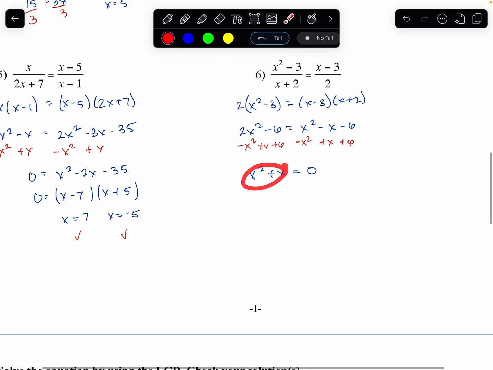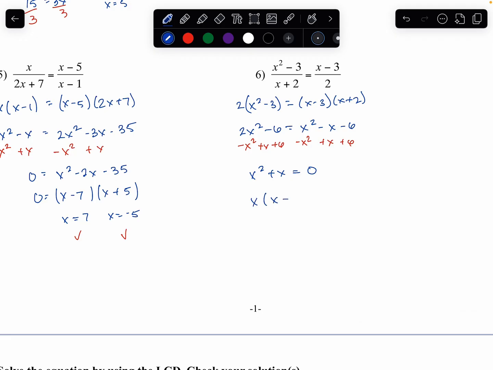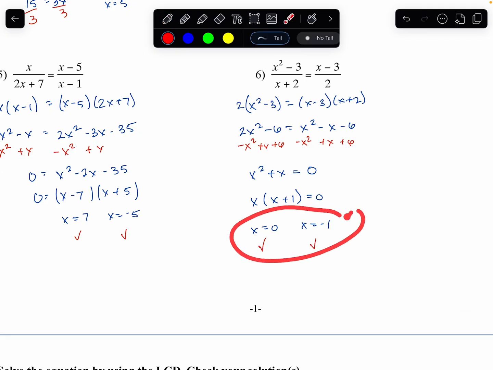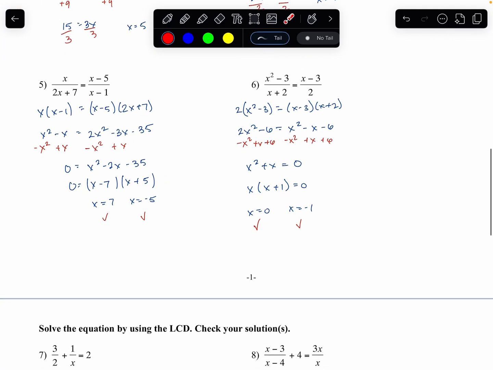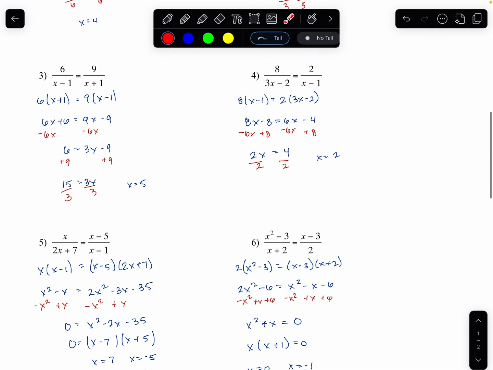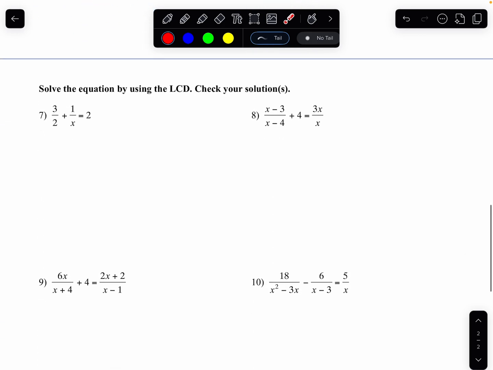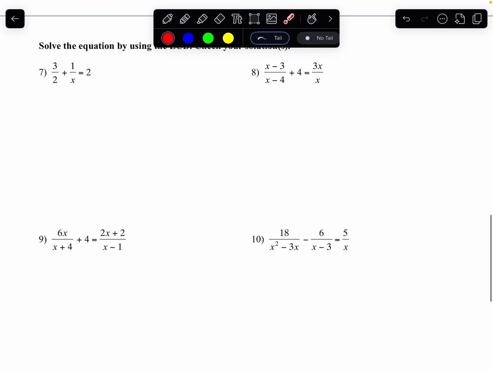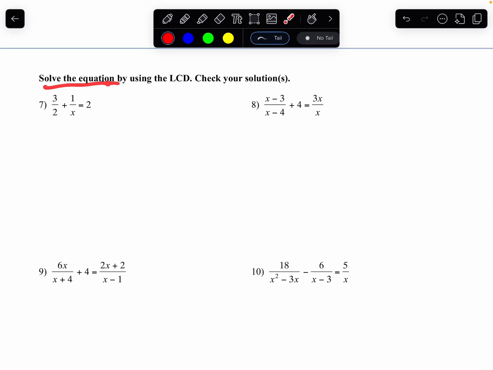In this case, I don't have to worry about the constant at the end, which means I can just take out a greatest common factor of x, and I'll get x times x plus 1, which means that x equals 0 and x equals negative 1. I think that should do it for the solutions. I'm not going to check. I hope they're both right, but they should be. All right, yeah, we're good.